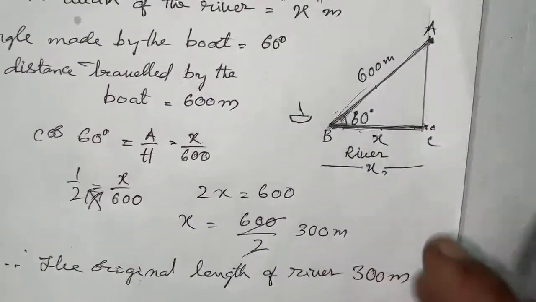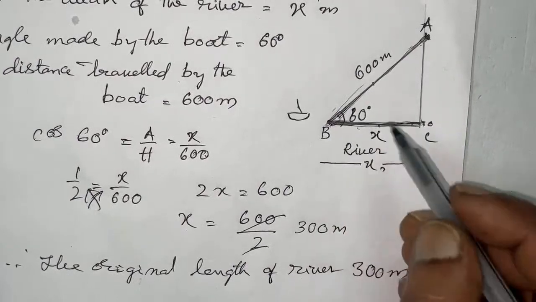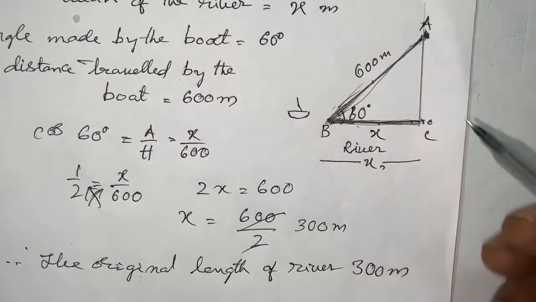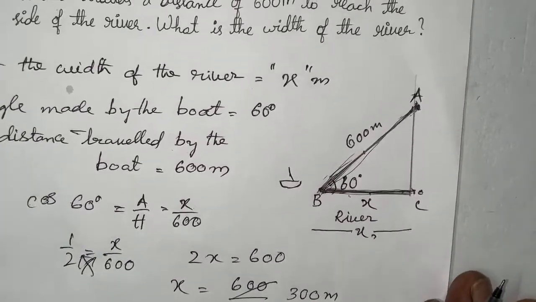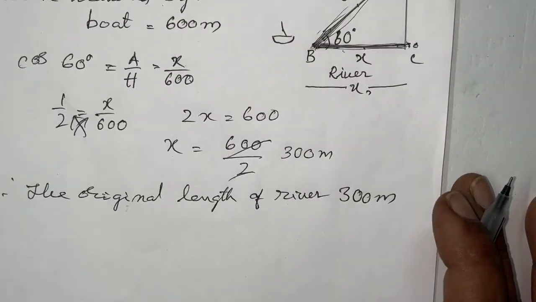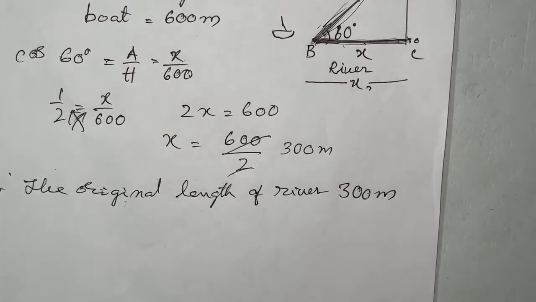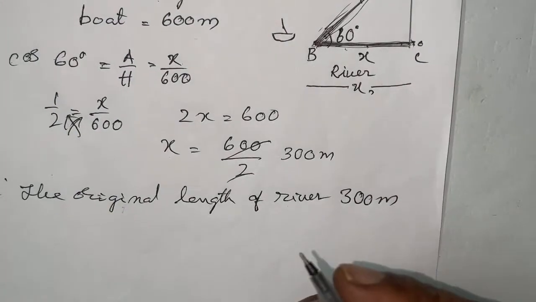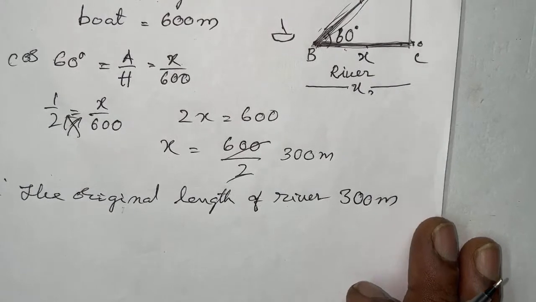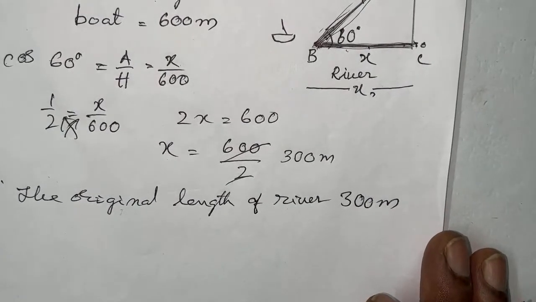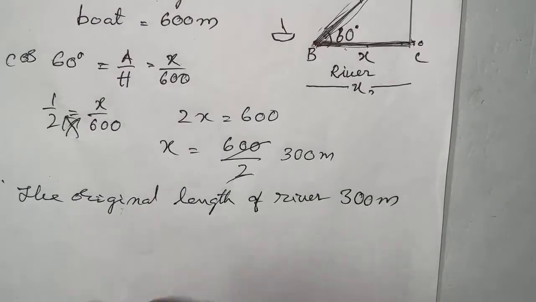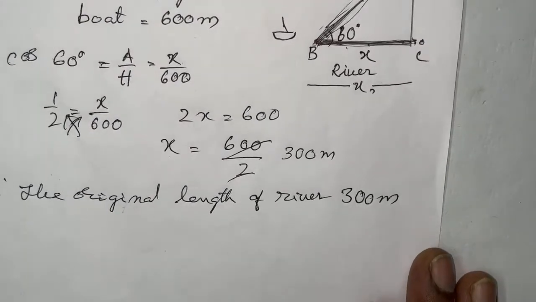The original length is 300 meters, but because of the water current, the swimming distance became double, 600 meters. So this is a good kind of sum that you are going to face in the final exams. Tomorrow I'm going to continue with the 12.2 very important sums, part 2 of applications of trigonometry. Thank you for watching.